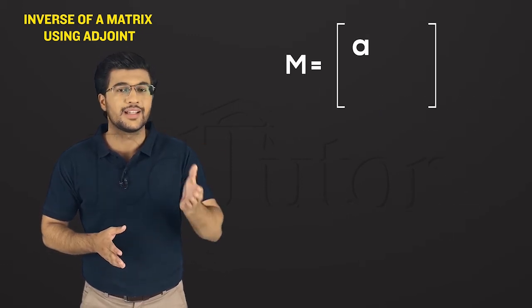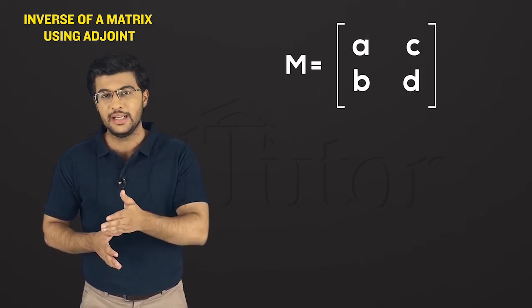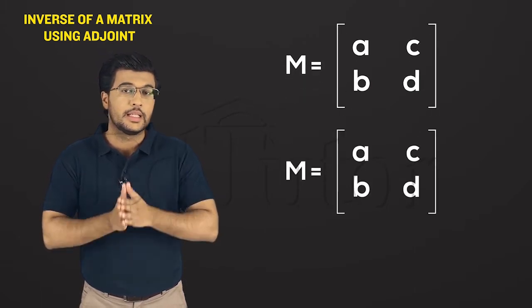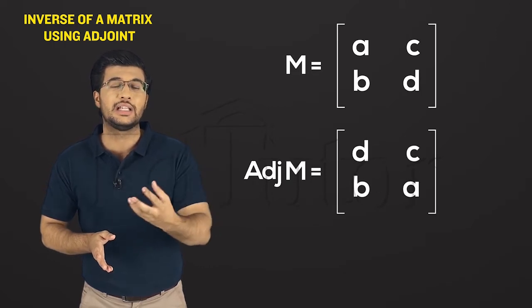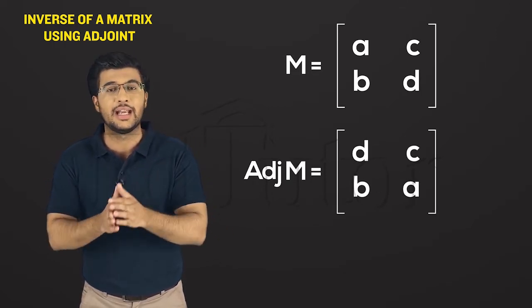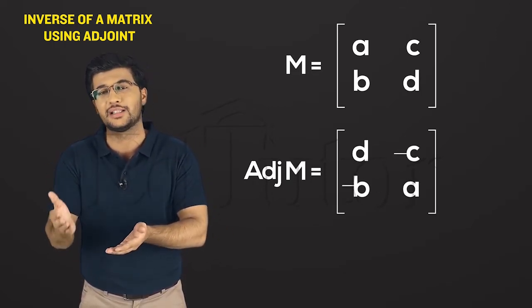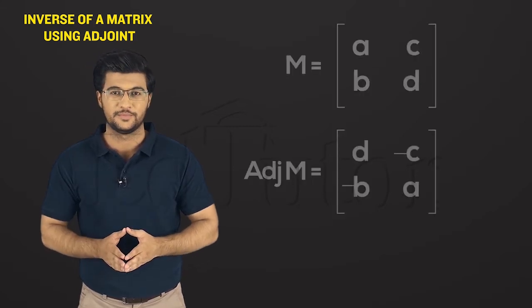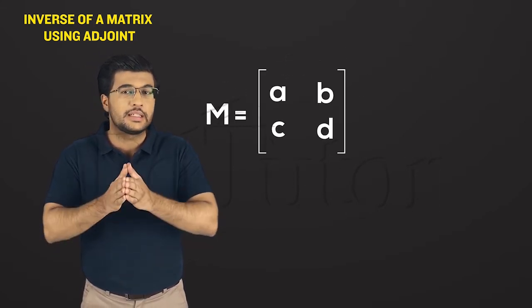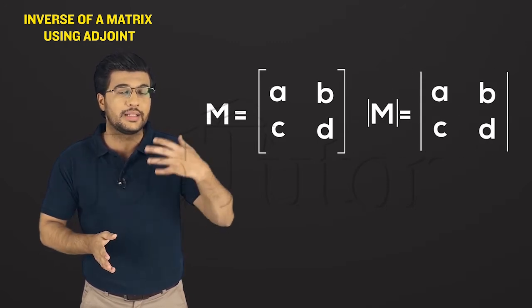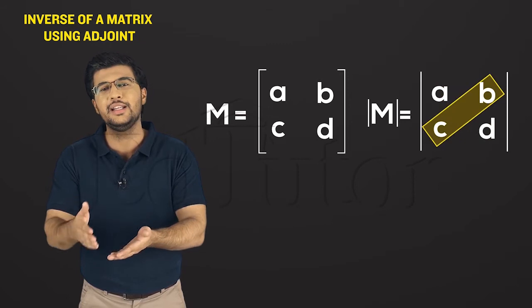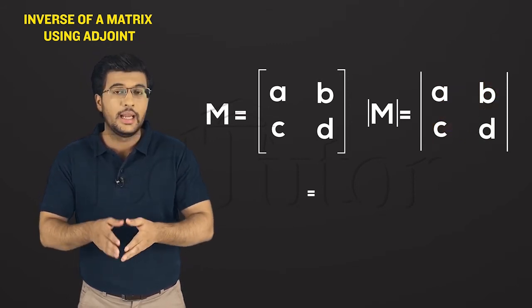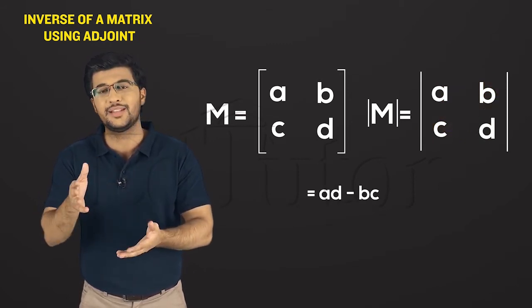If M is A, B, C, D, then its adjoint is obtained by interchanging the diagonal entries and changing the signs of other entries. The determinant can be found by the cross multiplication of these two minus these two, that is AD minus BC.